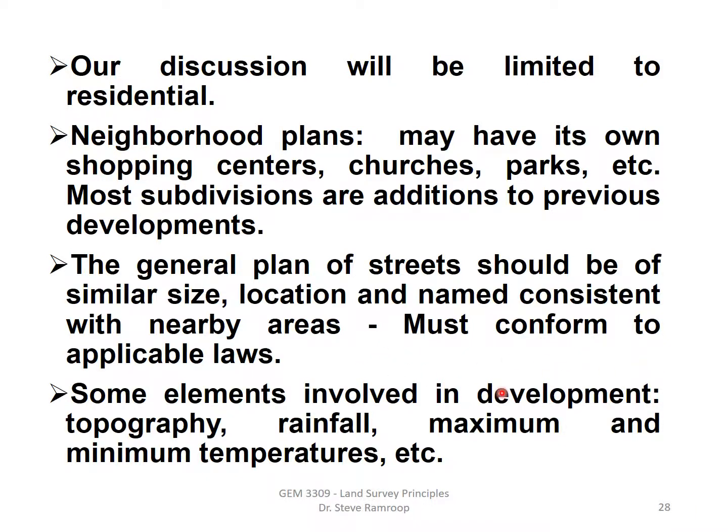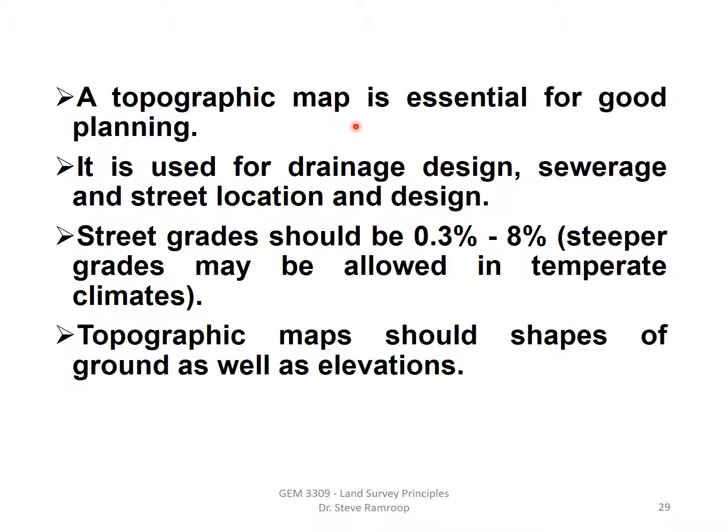Some elements involved in the development, for example, your topography: you need to be aware of it and try to put in your subdivision that complements existing topography. Need to be aware of the rainfall for a subdivision so that you can design drains to accommodate any extreme rainfall, so that the drainage network can accommodate those storm waters, maximum and minimum temperatures, etc. A topographic map is essential for good planning. It is used for drainage design, sewage and street locations.